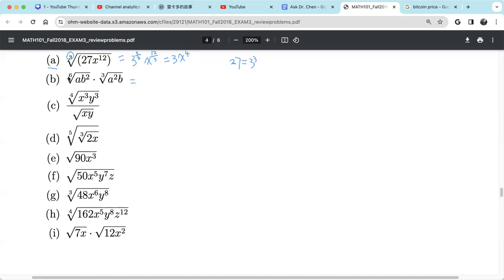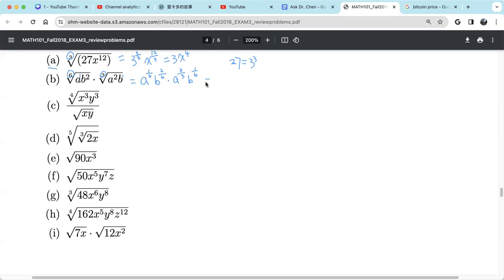Let's see the second one. The first one has the index 6. The second one has the index 3. So let's write as rational exponents. So a raised by 1 by default, right? So the index is 6. That means a raised by 1 over 6. Then b raised by 2 over 6. Then multiply by a raised by 2 over 3. Then b, well, by default, this b raised by 1. B raised by 1 over 6.